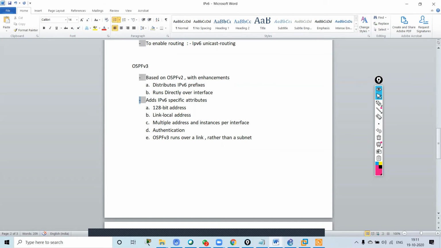Now here it adds IPv6 specific attributes. In the OSPF, we will add the specific attributes like 128-bit address. We get the link local address. We can have multiple addresses and instances per interface. Authentication. OSPF version 3 runs over a link rather than a subnet. OSPF version 2 in IPv4, we used to have it on a router mode. Here we will be running it on the interface rather than on the subnet. Understood?